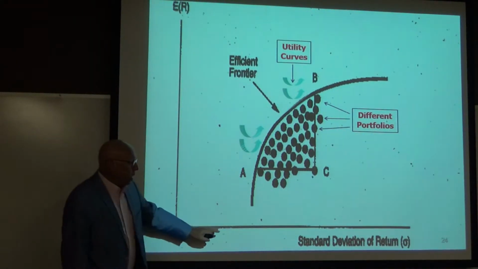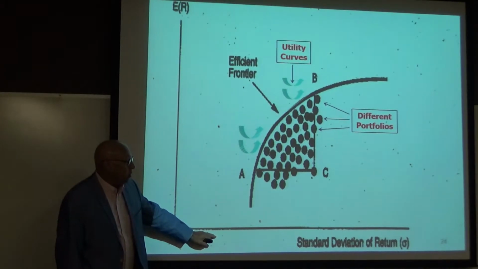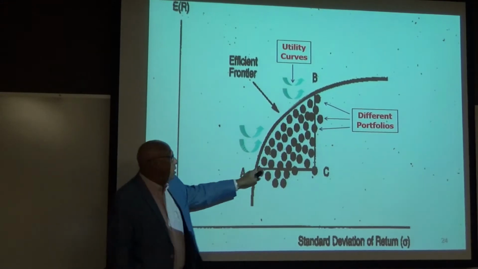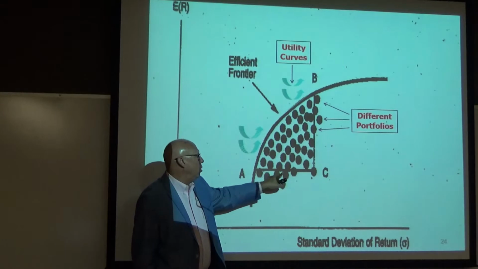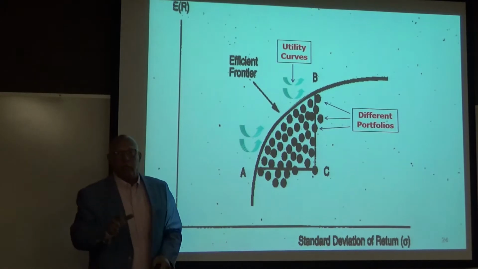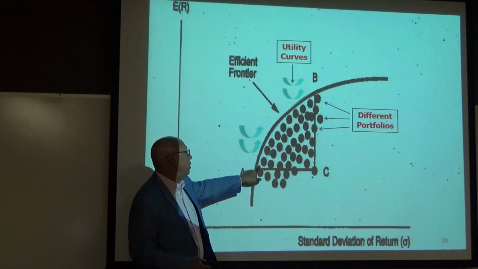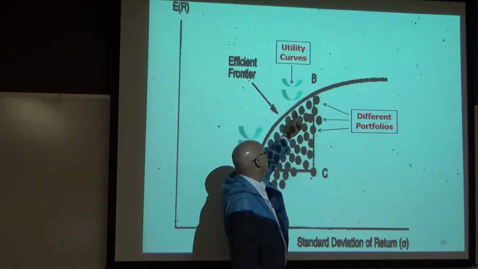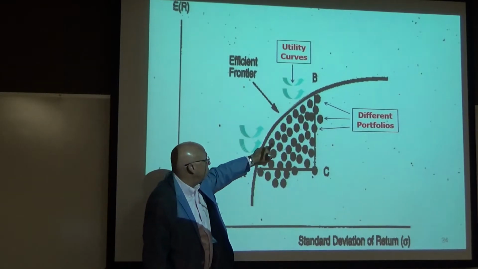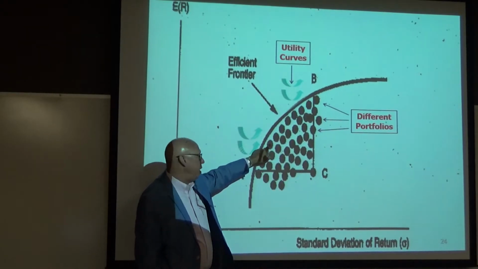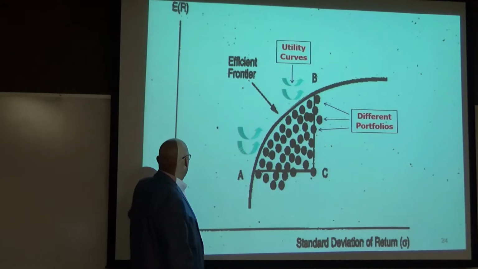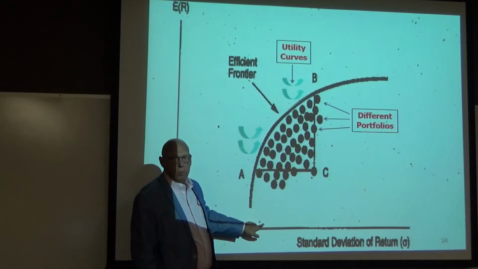So here we have standard deviation on the x-axis, and we have expected return on the y-axis, okay? These dots represent all of the risky portfolios out there, okay? Now the efficient frontier are these portfolios here. If you connect these portfolios here, this is the efficient frontier. All of these portfolios have the best combination of risk and return. So this portfolio, for this level of return, has the lowest amount of risk, okay?